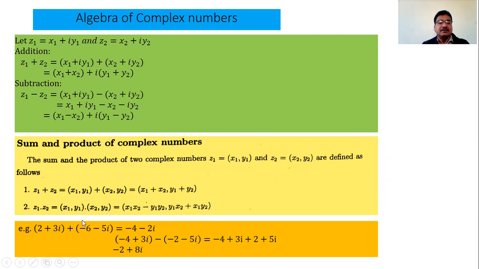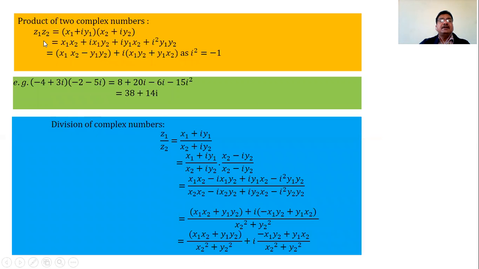Then how can we define the product? We can define addition and multiplication in the form of ordered pairs or in this form. This is the example of addition: 2 plus 3i plus minus 6 minus 5i. So 2 minus 6 is minus 4, and 3 and minus 5 becomes minus 2i. And here subtraction: 2 minus minus 6 becomes plus 8, and 3i minus minus 5i becomes 8i. This is the subtraction.